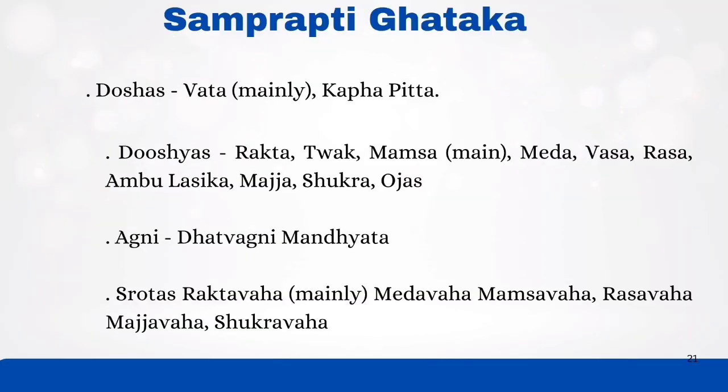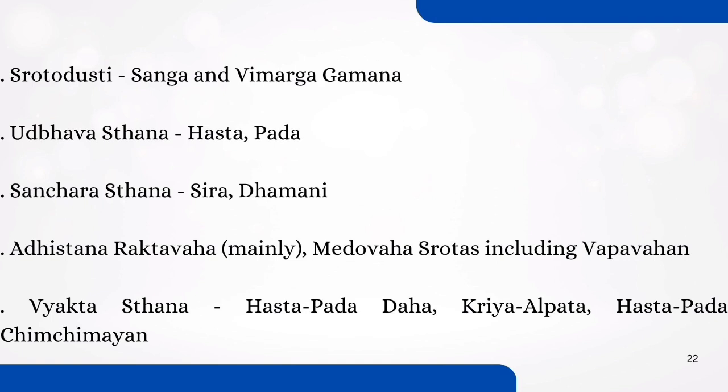Samprapti Ghataka. Dosha: Vata, Pitta, Kapha. Dushya: Rasa, Rakta, Tvak, Mamsa, Meda, Vasa, Asthi, Majja, Shukra, Ojas. Agni: Dhatvagni Mandata. Srotas: Raktavaha, Rasavaha, Medavaha, Mamsavaha, Majjavaha, Shukravaha. Srotodushti: Sanga and Vimarga Gamana. Udbhavasthana: Hasta Pada. Sancharasthana: Sira, Dhamani. Adhisthana: Raktavaha, Medavaha Srotas. Vyaktasthana: Hasta Pada. Daha, Kriya Alpata.